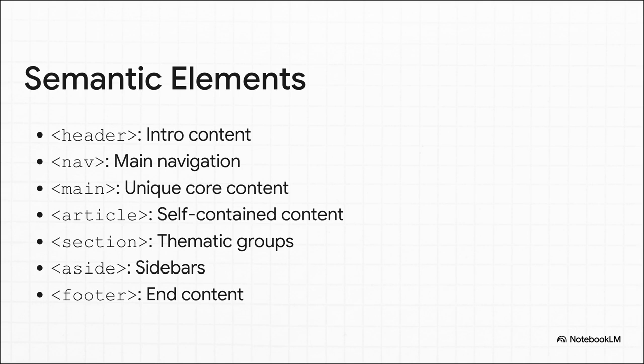Then you have articles for self-contained ideas, sections to group themes, asides for peripheral sidebars, and the footer. Well, that's the basement archives where you keep the fine print and copyright links.